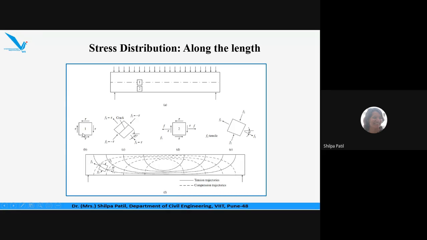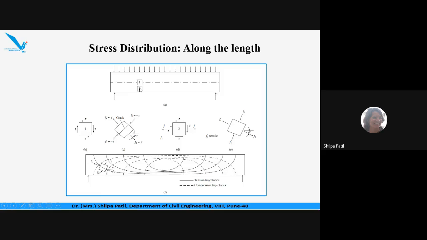So whenever cracks are developed in a beam at any particular region which is subjected to pure shear, the cracks are normally developed at a 45-degree angle. Now let us consider another element, which is denoted here by number 2. So I'm considering a second element over here.